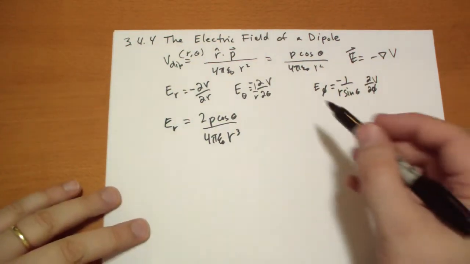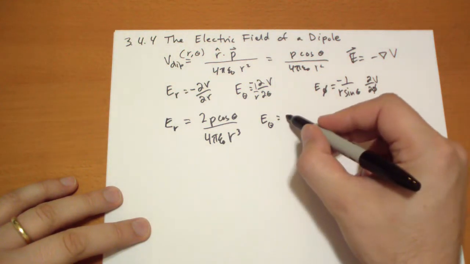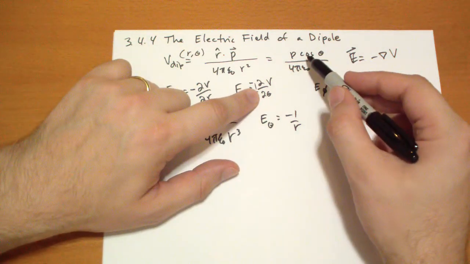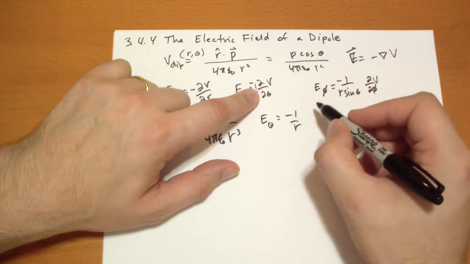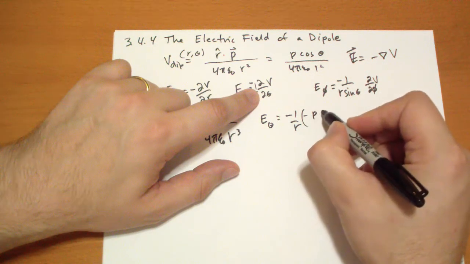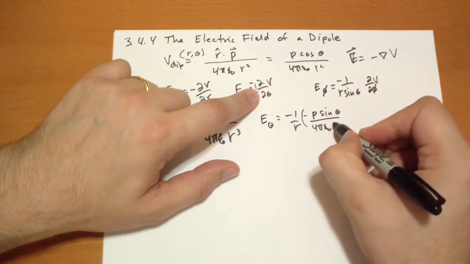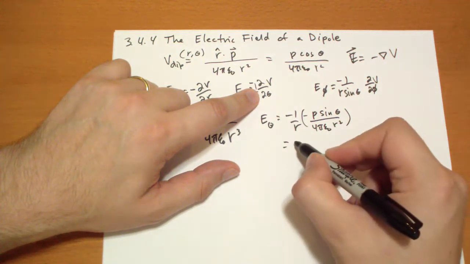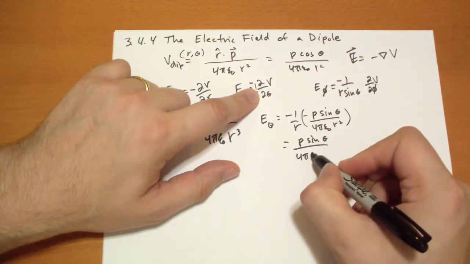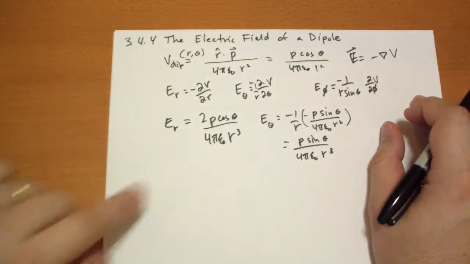The theta component is also pretty easy to calculate. It's negative 1 over r, dV by d theta. Well, it varies by cosine, so the derivative is negative sine. So we get negative p sine theta all over 4 pi epsilon naught r squared, and with the negative signs canceling, we get p sine theta all over 4 pi epsilon naught r cubed. It looks awfully similar.